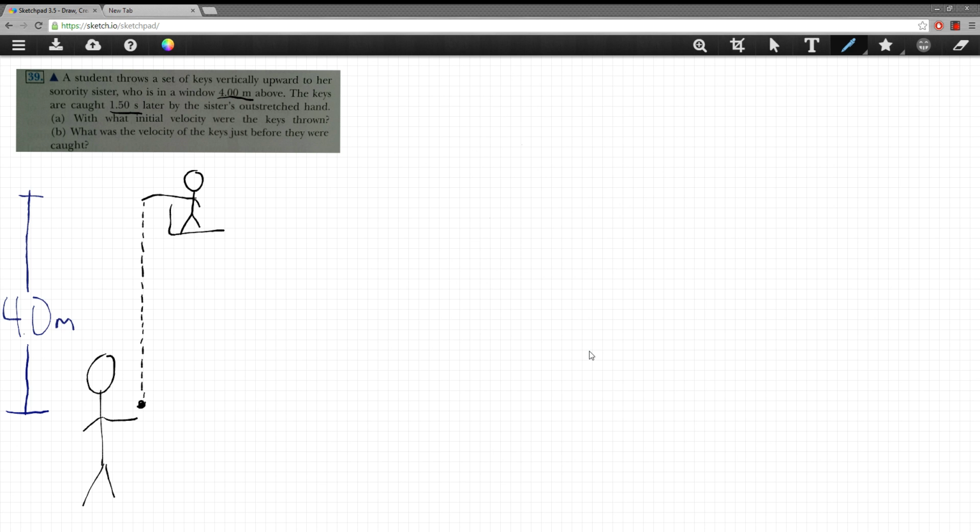So a student throws a set of keys vertically upward to her sorority sister, who is in a window 4 meters above. The keys are caught 1.5 seconds later by the sister's outstretched hand. A, with what initial velocity were the keys thrown, and B, what was the velocity of the keys just before they were caught. So I've underlined the two givens here, which are displacement and time.